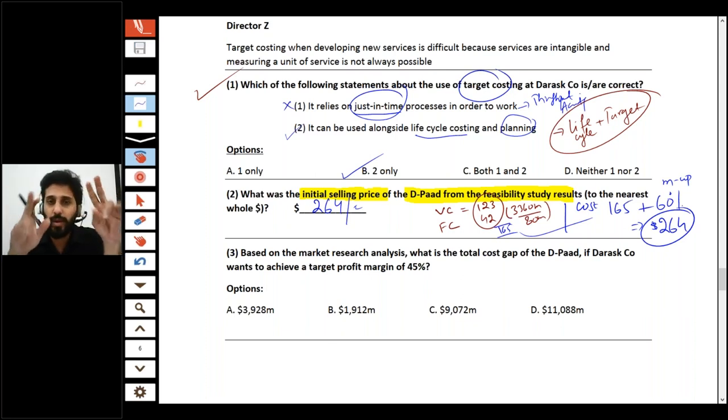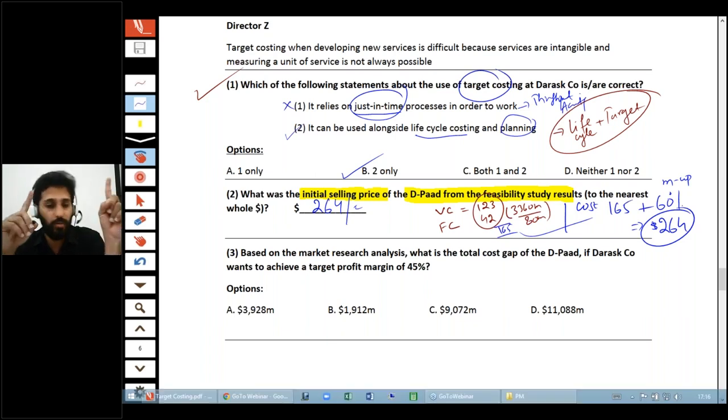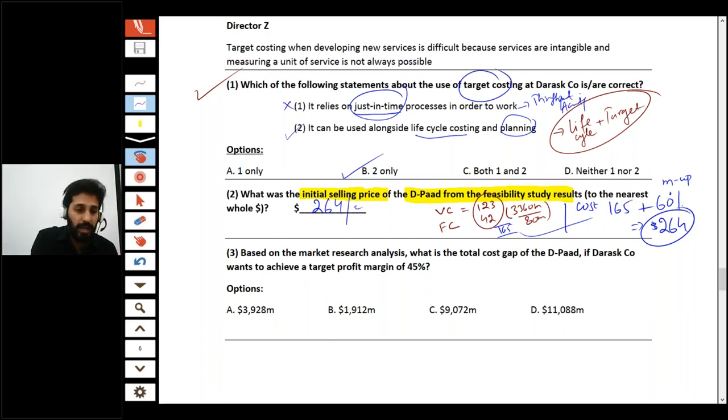This is a 2021 exam question you should focus on. I guess it was quite an easy and attainable question. Now let's move ahead. Based on market research analysis, the question is turning to the other side. What is the total cost gap?